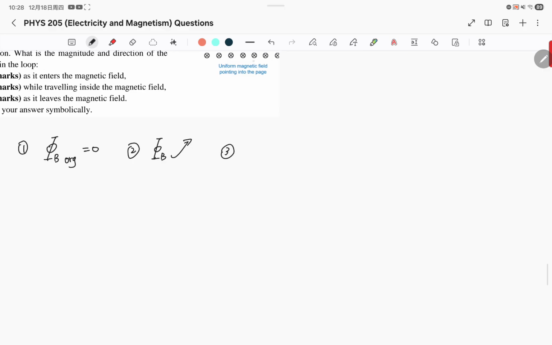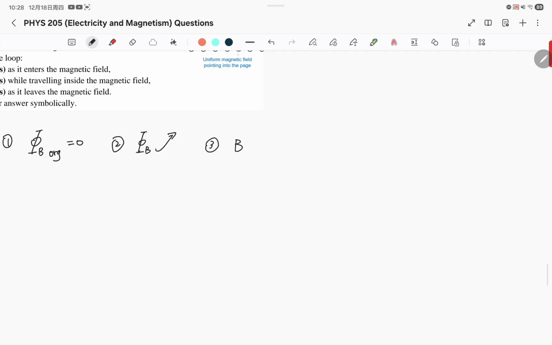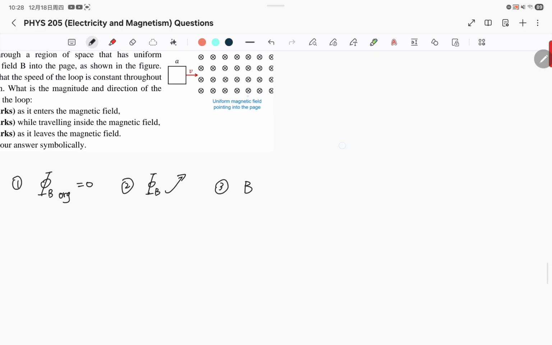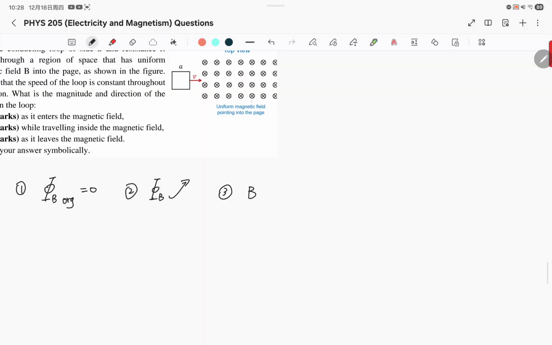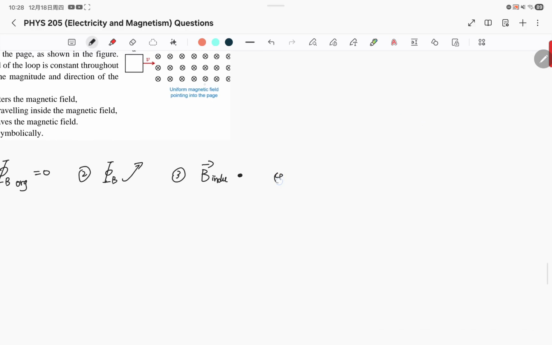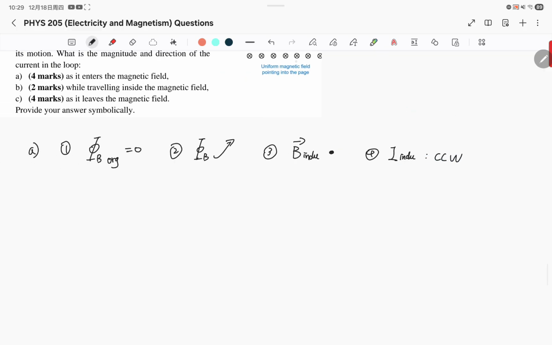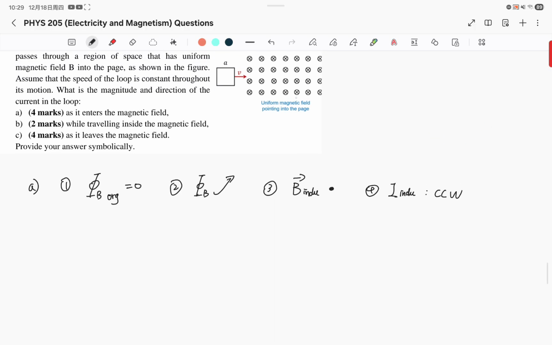And according to Lenz's law, if the flux is going to increase, then the B induced is going to be in the opposite direction as the original B field. And since the original B field is going into the page, then that means our B induced is coming out of the page. And then you can use this to do your right-hand rule. So your I induced is CCW. Okay, Lenz's law tells us the direction.